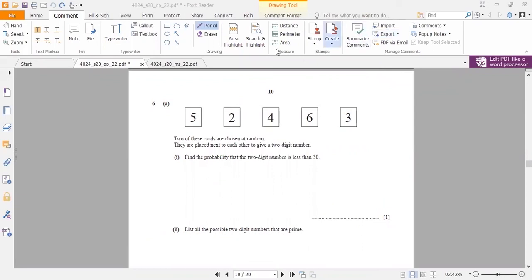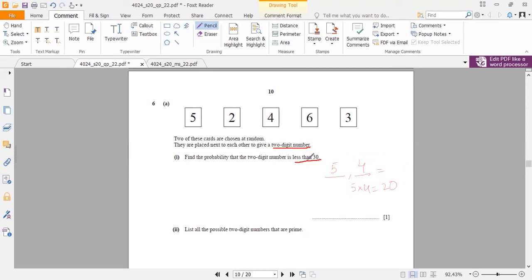In this question, 2 of these cards are chosen at random. They are placed next to each other to give a two-digit number. In part 1, it is asking to find the probability that the two-digit number is less than 30. If we do not have this kind of restriction, then the total two-digit numbers possible are 5 and then here 4 numbers are possible, right? If one is consumed over here, so total numbers are 5 multiplied by 4 equals 20. 20 possible combinations of two-digit numbers are here.